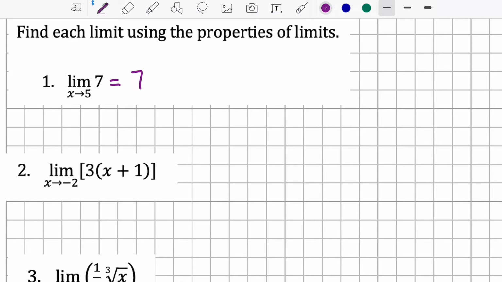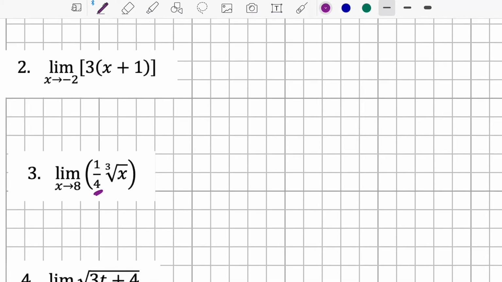The reason is because 7 is a constant, and according to the property, the limit of a constant is always going to be the constant. Now let's look at the next one. So this one, we want to find the limit as x approaches -2 of this function here. Now, to make things easy, when you want to evaluate a limit, you just use direct substitution and see what you get. So let's use direct substitution.